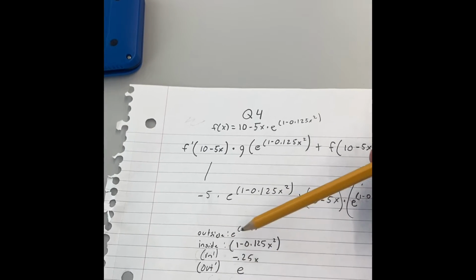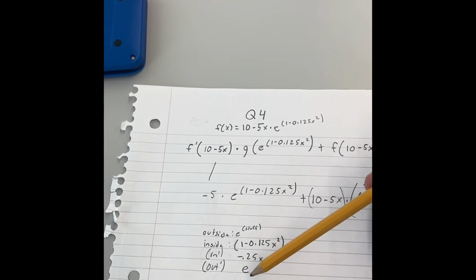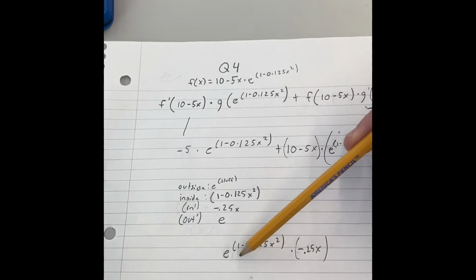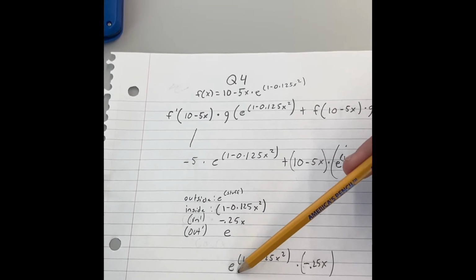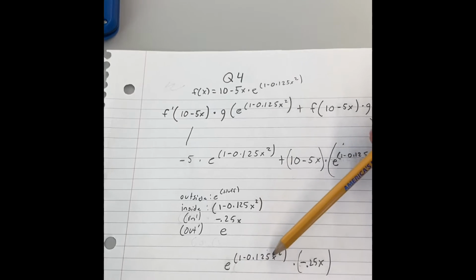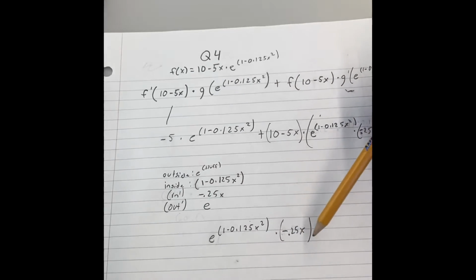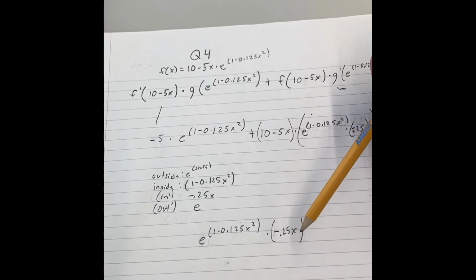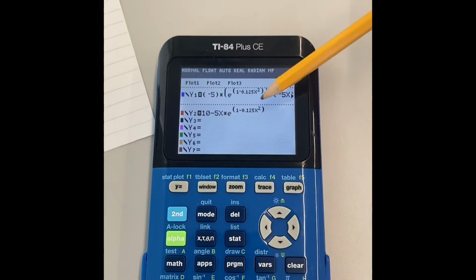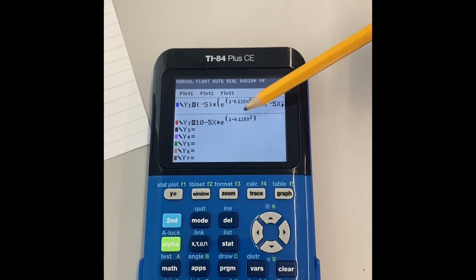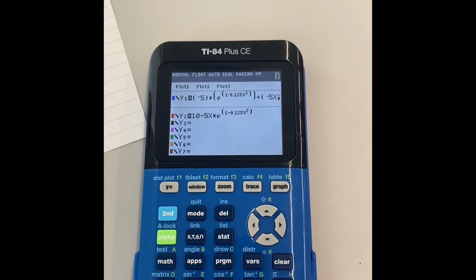And for the outside, the e just stays the same. So then I put the new outside, which is technically still the same, times the old inside, times the new inside, which is negative 0.25x. Next, I took the derivative and the original function and put it into my graphing calculator.